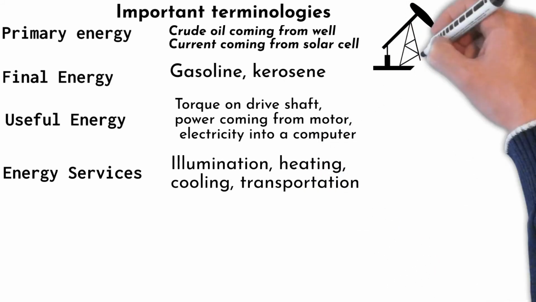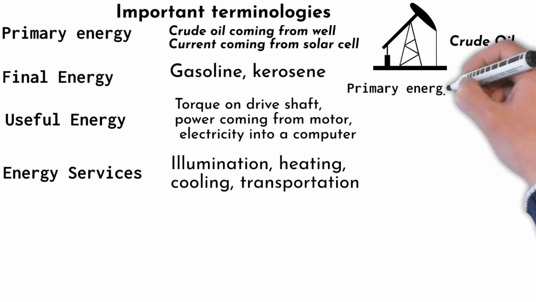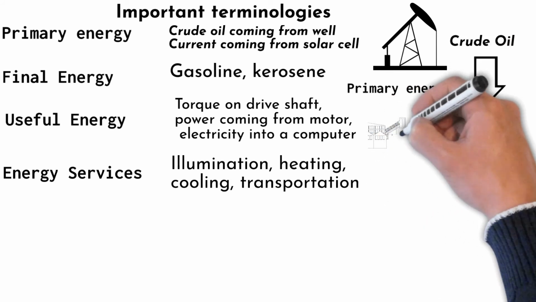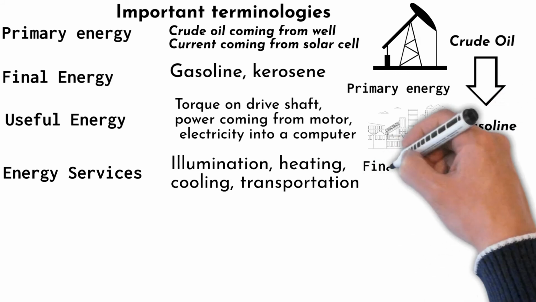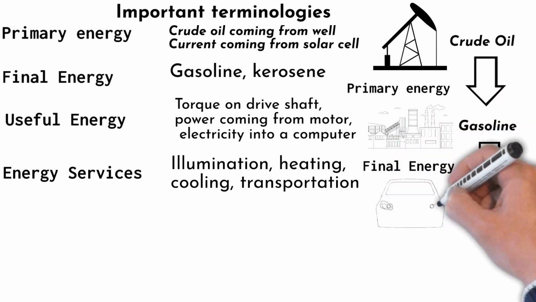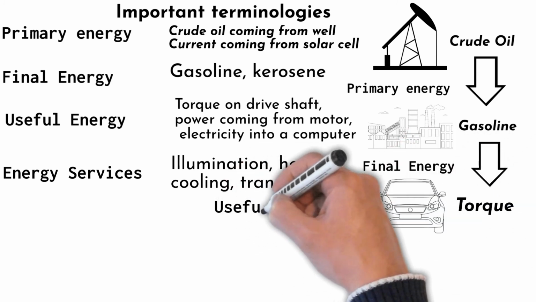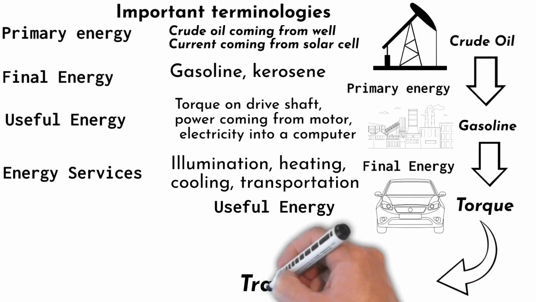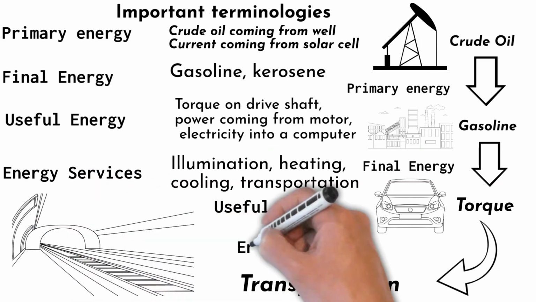We will explain all these with this example. Let's say we have an oil well and we are extracting crude oil from it. This crude oil is primary energy. Now this primary energy is transported to a refinery and we refine it and convert it into gasoline, which is final energy. Now we put this final energy in our car's IC engine, and the torque on the drive shaft of the IC engine makes the shaft rotate. That is useful energy. And with that, we are getting services like transportation, which is energy services.